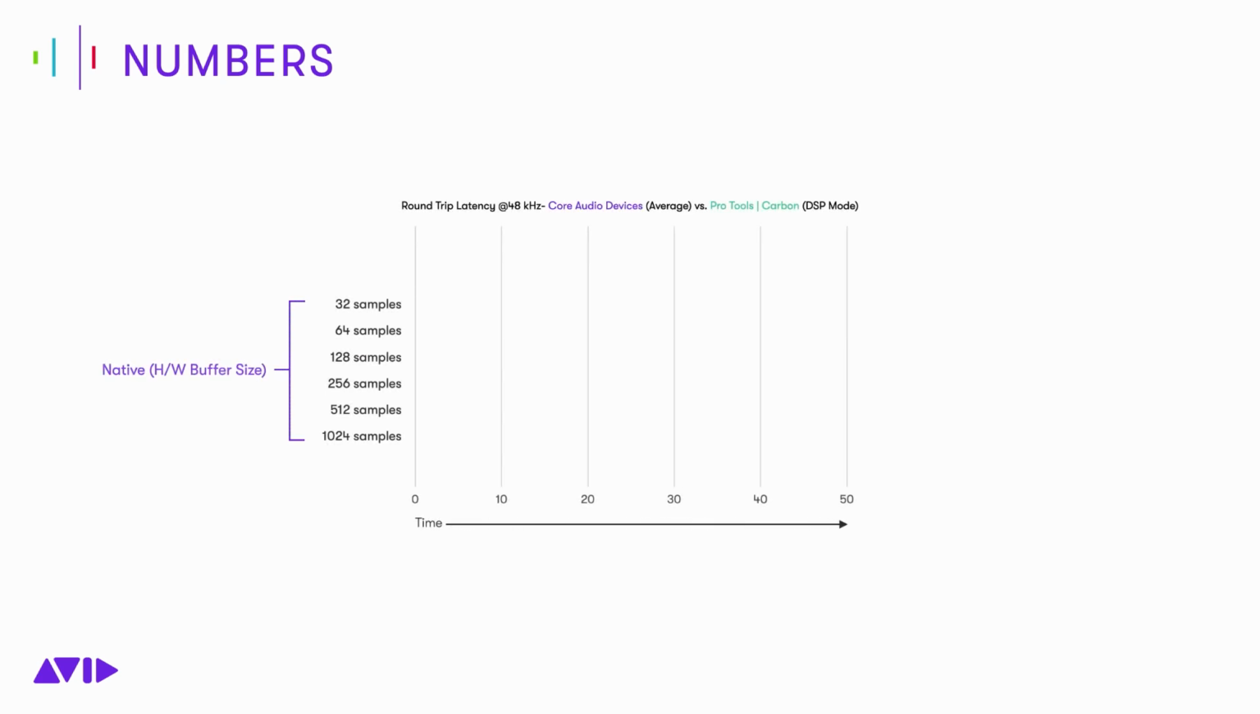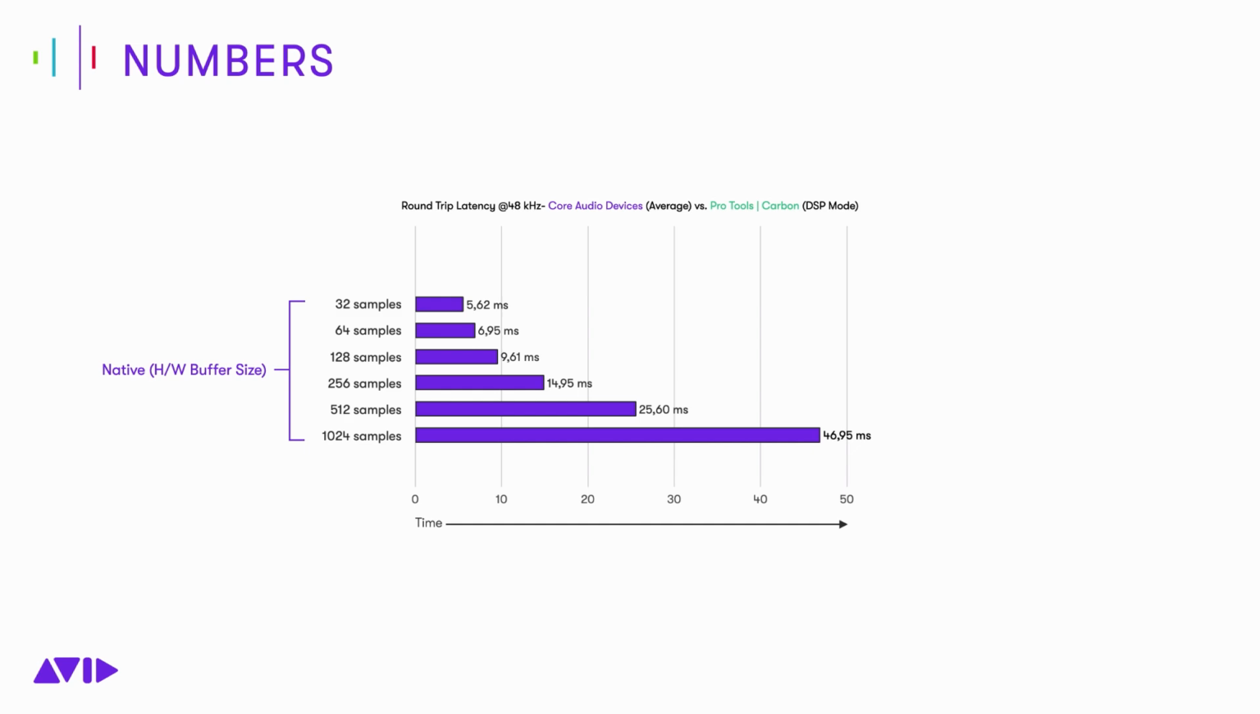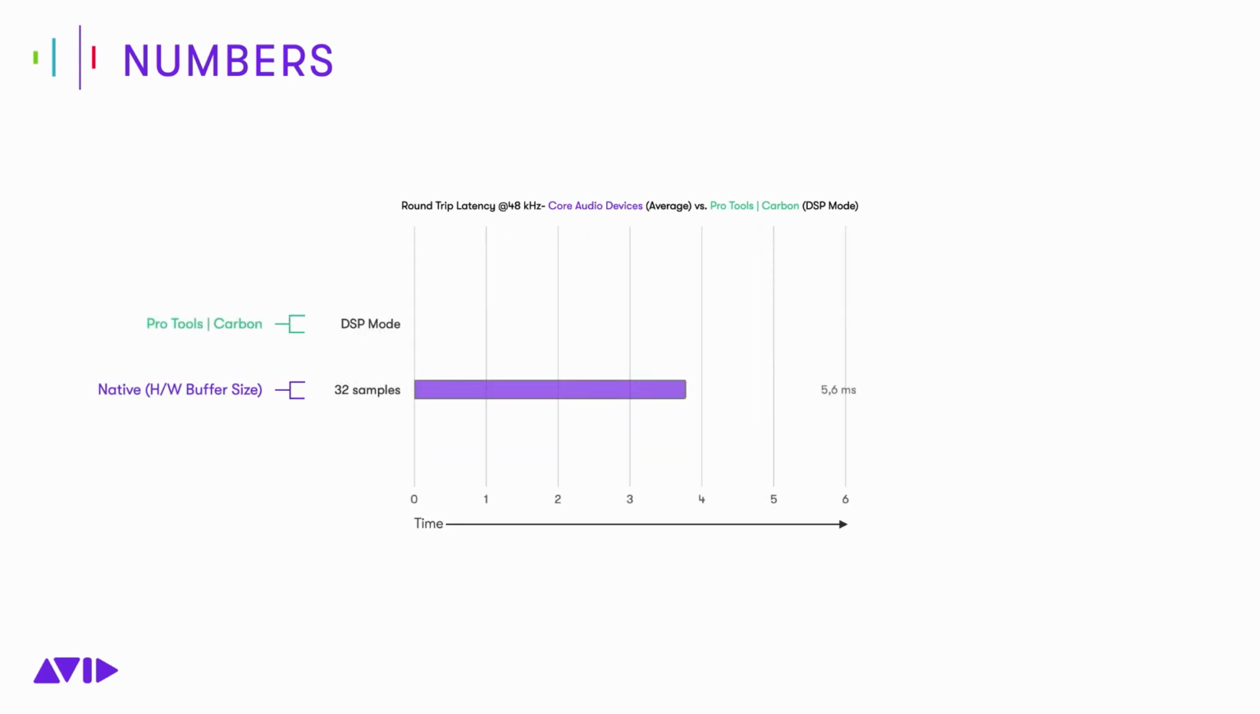Core Audio interfaces with the lowest latency setting at 32 samples will give you an average of 5.6 millisecond round-trip latency. Bumping up the buffer size setting will increase the latency in logarithmic steps. At the maximum setting, we measured an average of 46.9 milliseconds. But even at the lowest buffer setting in a native system, which will put a lot of pressure on your system, we're not reaching the DSP latency number.